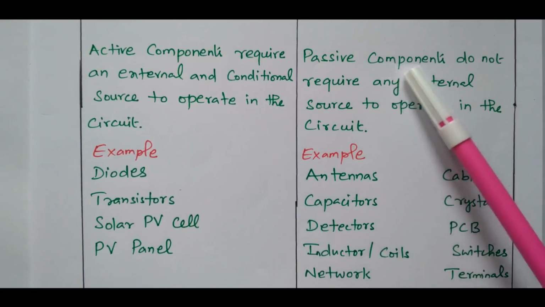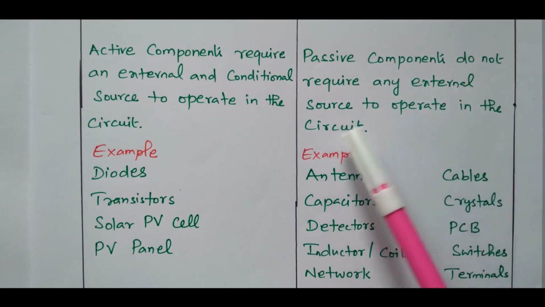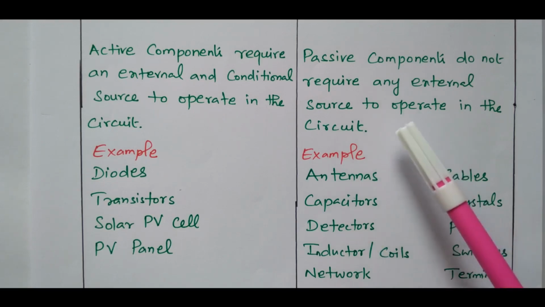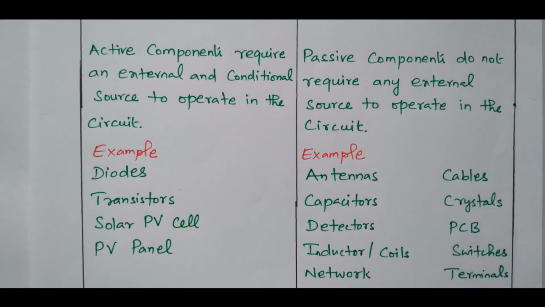But passive components do not require any external source to operate. While connecting, it will absorb the energy that is available in the circuit, and either it is stored or it will be dissipated in the form of heat. Right? So an external source is not required for passive components.